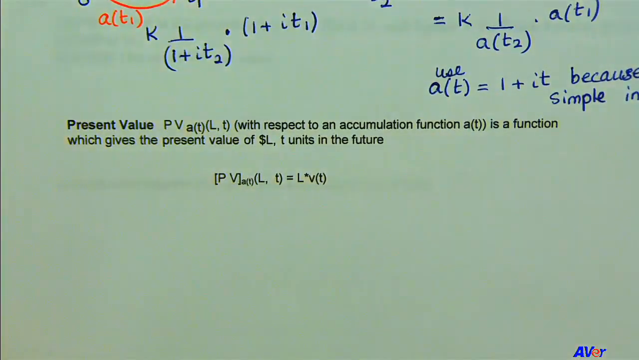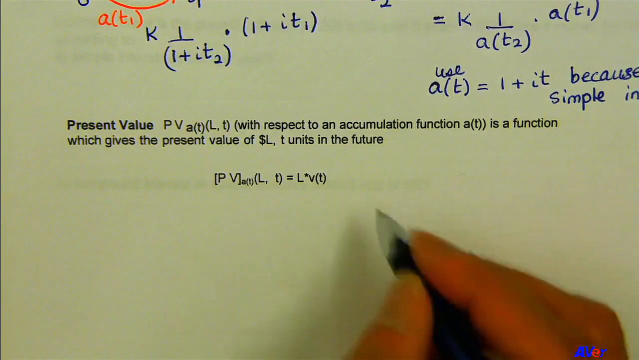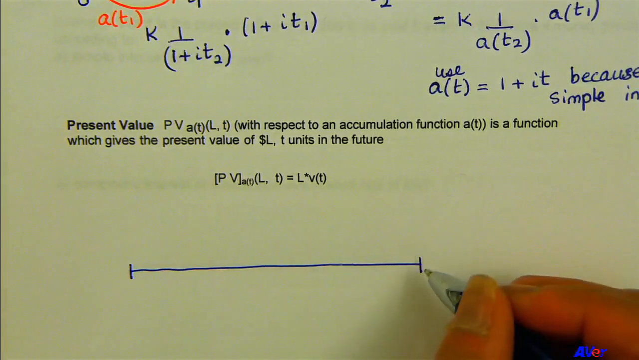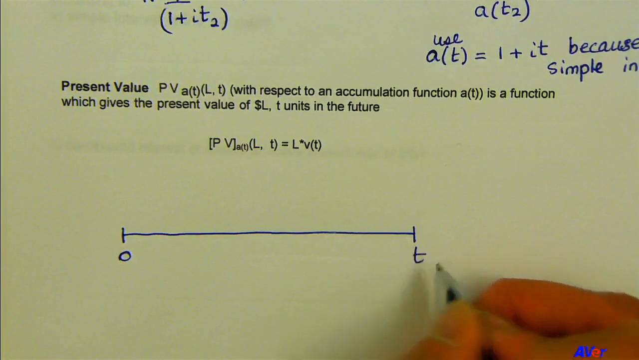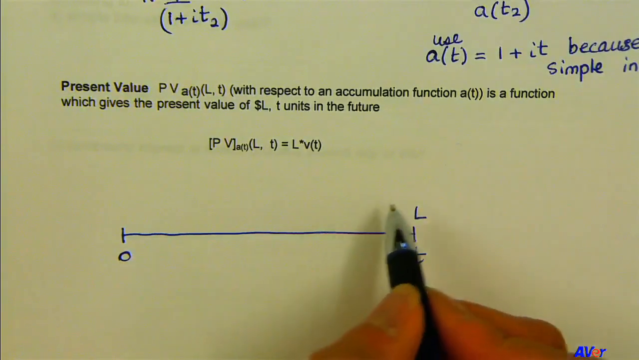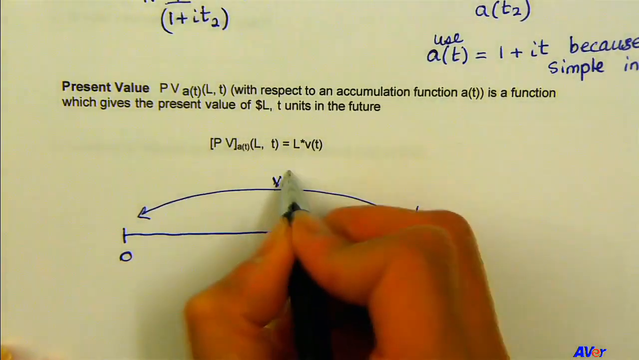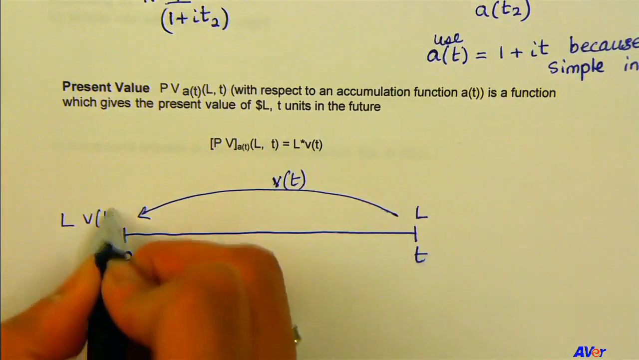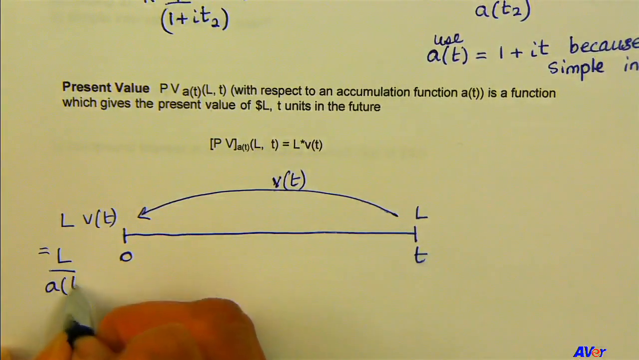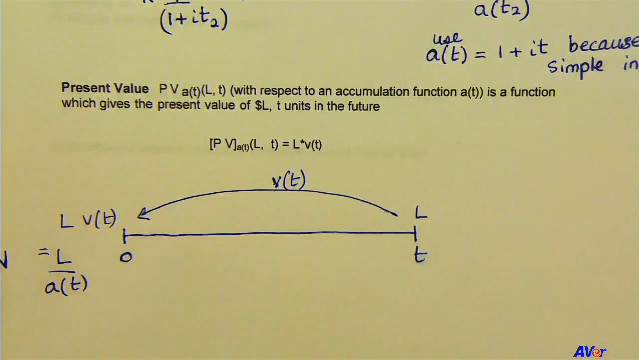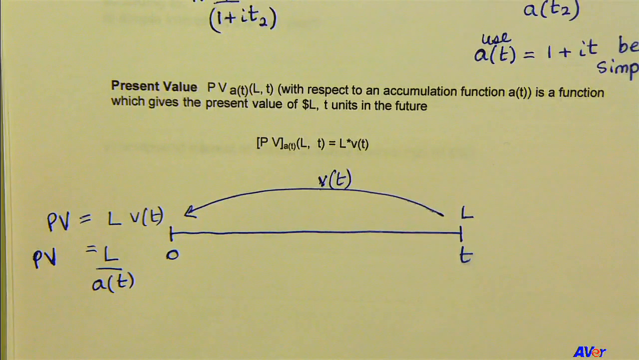Okay, moving on. It says present value with regard to the accumulation function a of t of L comma t gives the present value of L dollars t units in the future. Let's draw a timeline so that this makes it clear. This is time 0, this is time t, and I have L dollars at time t. So it's saying to take the present value, apply a factor v of t. So here I'm going to get L v of t, which is equal to L 1 over a of t. So L over a of t. That is equal to the present value. PV stands for present value, and we're going to be using that from now until the end of the semester. Nothing new here either. We talked about this discount function v of t last time.